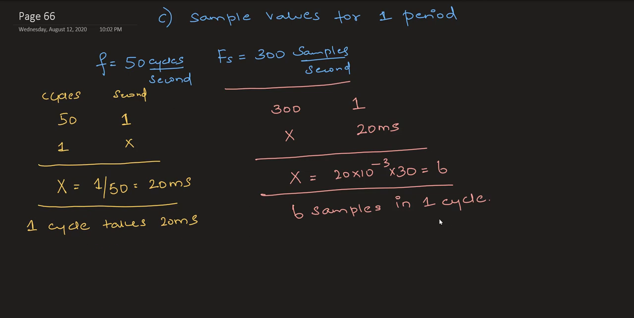In 20 millisecond, how many samples? That will give me my samples in 1 cycle. So this is not to be confused. We can directly take fs by f. The ratio of fs by f is going to give you samples per cycle.